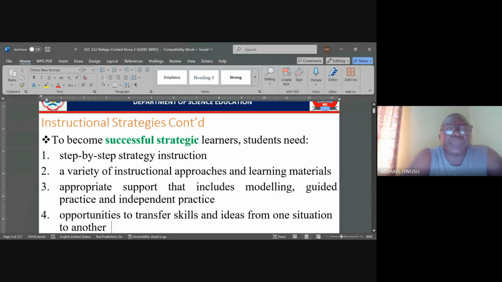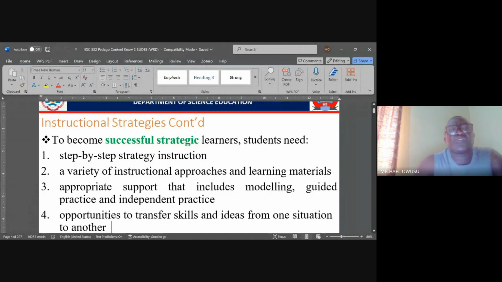Then also, you need to create opportunities in the classroom for them to transfer whatever skills and ideas they have learned in one subject to solve a problem in another situation. Transfer of learning, very, very important. Whatever your students learn is for their own good. It's for life. They are not learning for a given period, and that is all. So they should be able to leave the classroom, go outside, and apply whatever they have learned in the classroom to another situation that they meet.